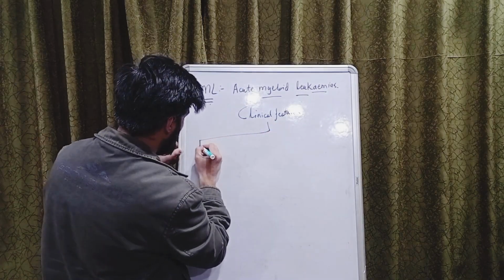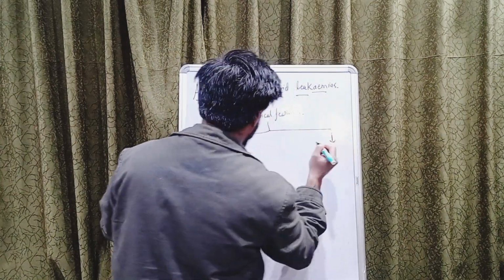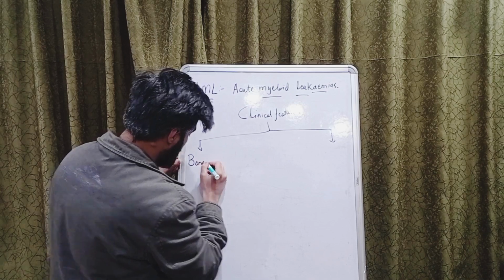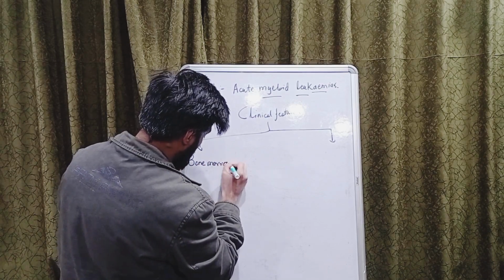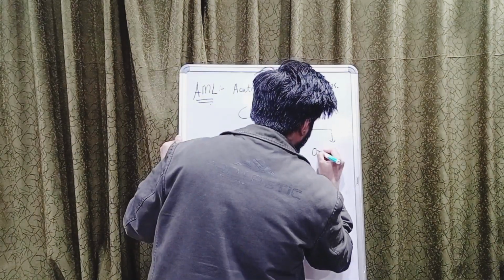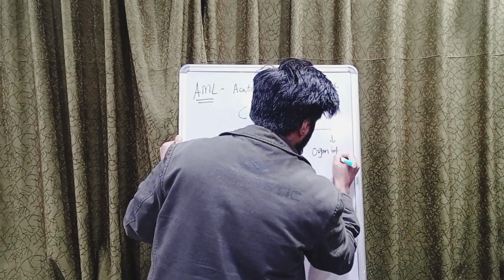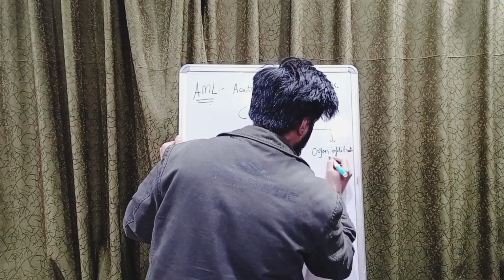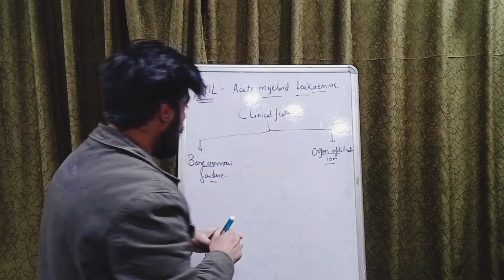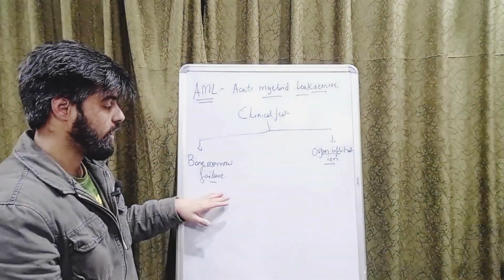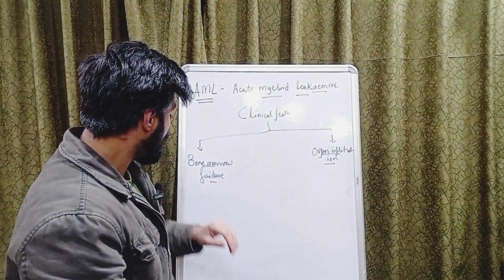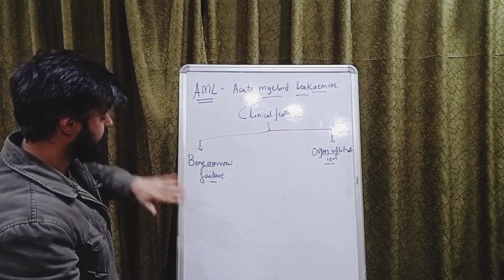It is divided into two headings. First one comes bone marrow failure, and second one comes organ infiltration. So two headings occur. That means in this disease, two things happen. The first thing that happens is bone marrow failure, and then an organ infiltration also happens.